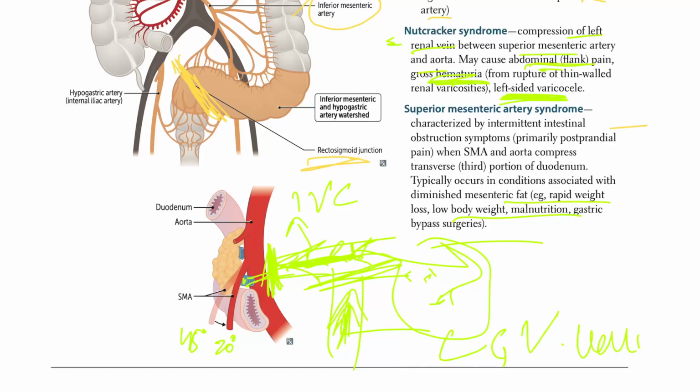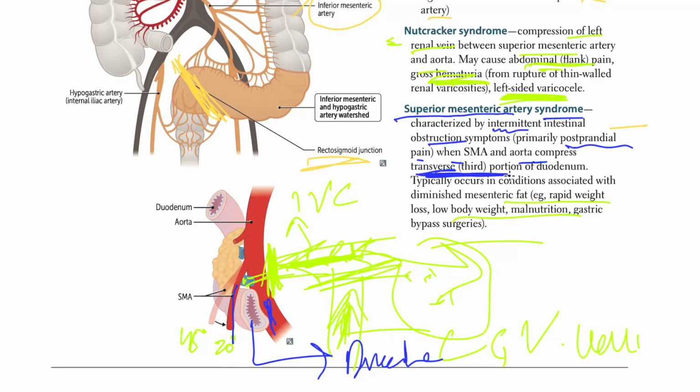Now, superior mesenteric artery syndrome, SMA syndrome. It is characterized by intermittent intestinal obstruction symptoms, primarily postprandial pain, when the SMA and aorta compress. So you have the aorta and you have the SMA. They compress the duodenum. Which part? The transverse portion, the third part of the duodenum.